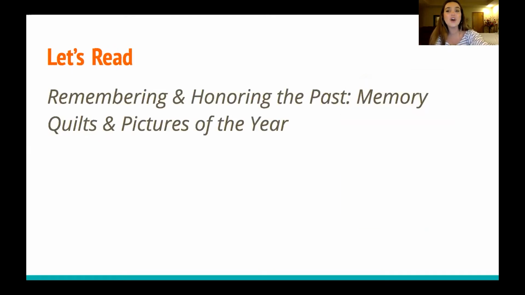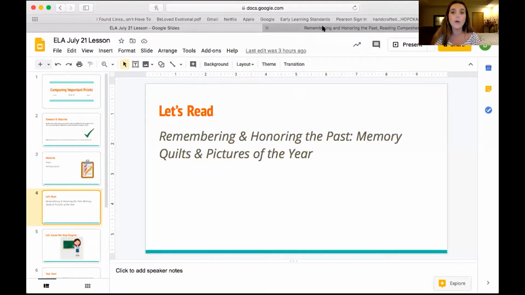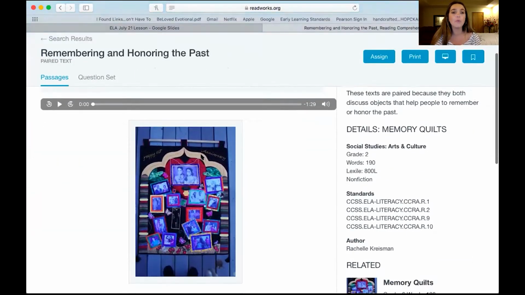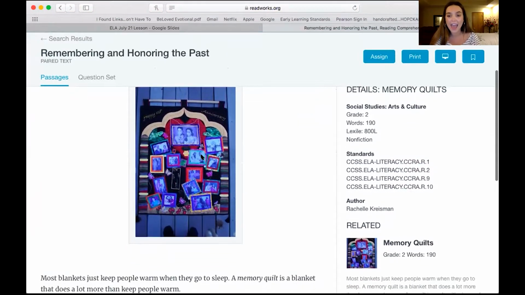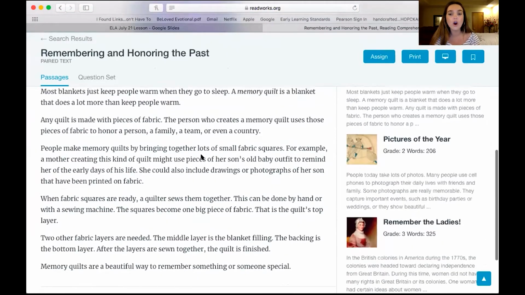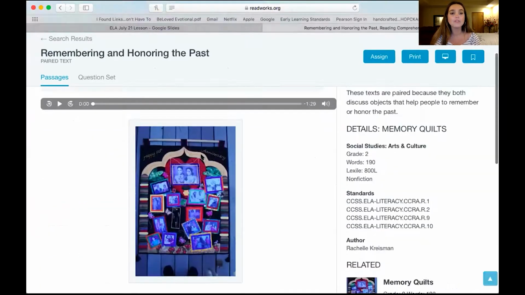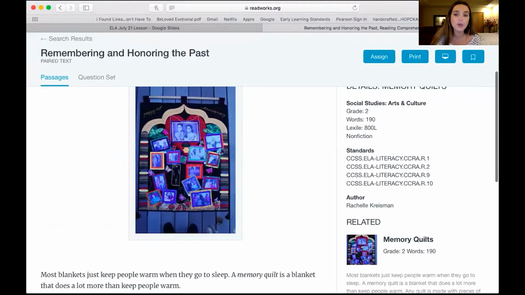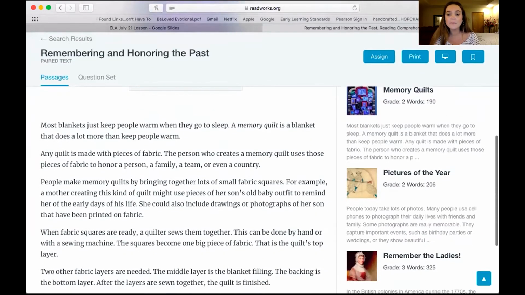All right. So we are going to start by reading the two texts. So the two texts are about remembering and honoring the past. So our very first text is called Memory Quilts. And for this, it's going to be telling us about these quilts that people built to keep memories. So let's go ahead and read it.